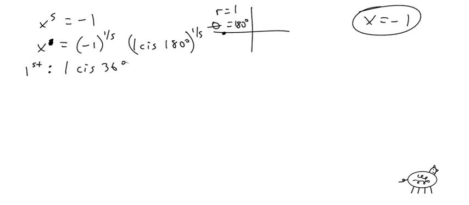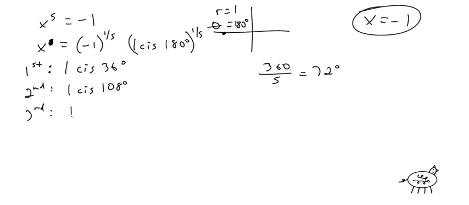That's my first answer. The second one, okay, I'm going to be adding, because there are 5 answers, 360 over 5. And that's 72 degrees. So that's my first. So my second answer is 1 cis, and I add 72 to that, and I get 108. And my third answer is going to be 1 cis, I add 72 to that, I get 180.